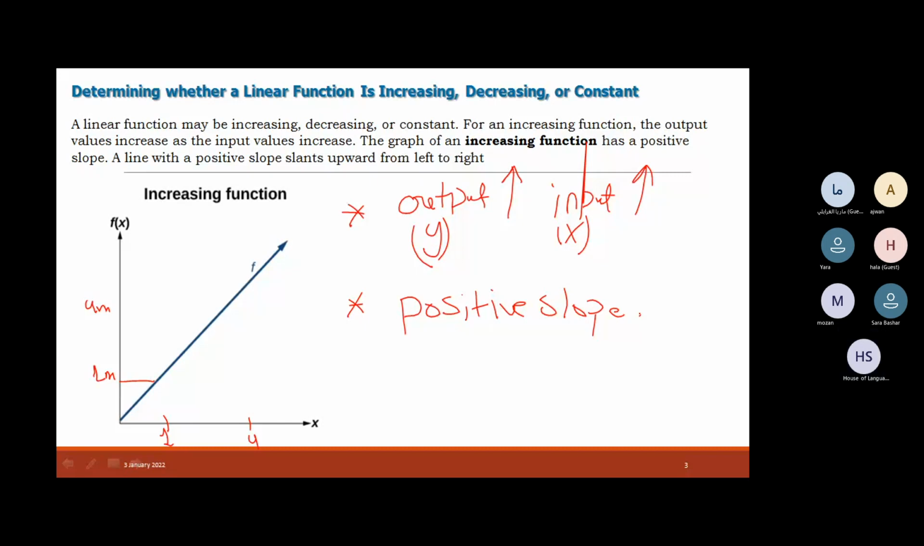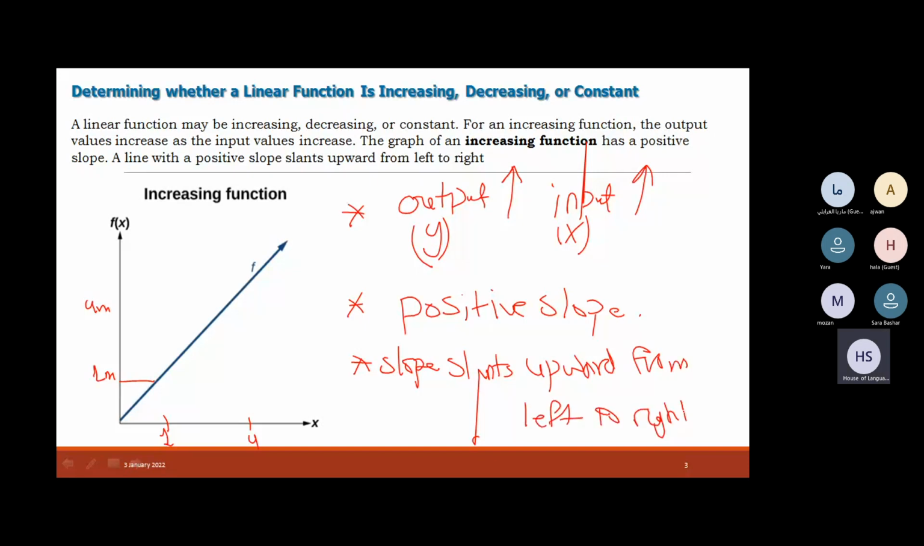And the last thing: the slope slants or goes upward from left to right. So increasing is always like this. This is for the increasing function. I am on the left, I go upstairs, I go upward, so this will be increasing. The slope is positive, and when the output is increased, the input will be increased. Clear? This is for the increasing function.